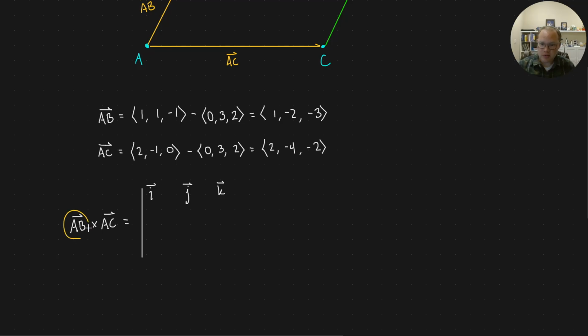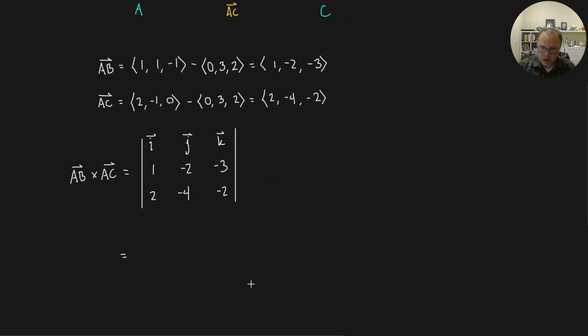So first vector first, AB first, that's 1, negative 2, negative 3. And then AC second, I get 2, negative 4, negative 2. Okay? And I'm going to do this a little faster. Try to, in your mind, cancel out the row and column with i in it.